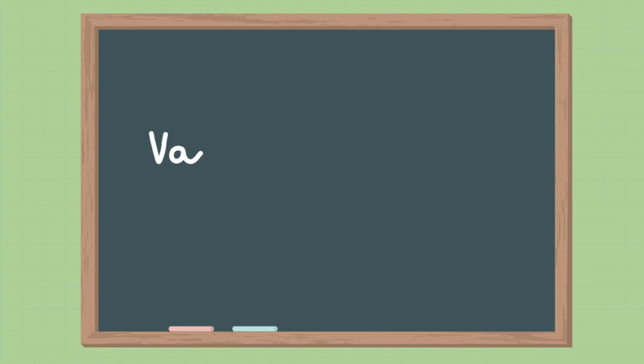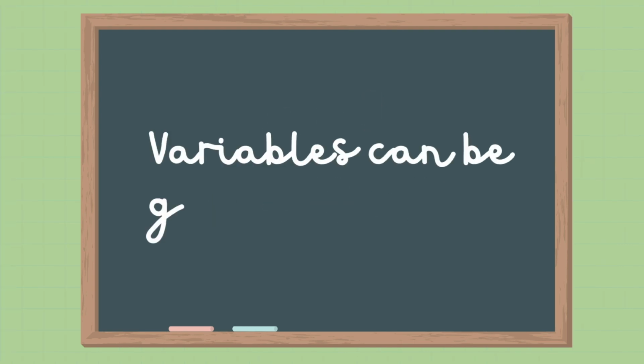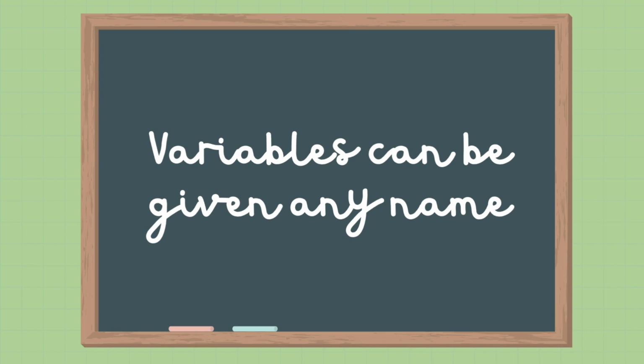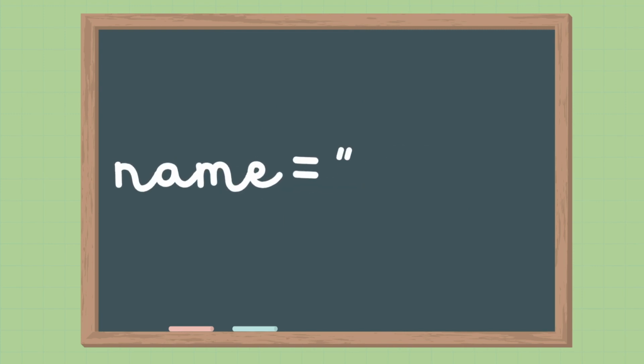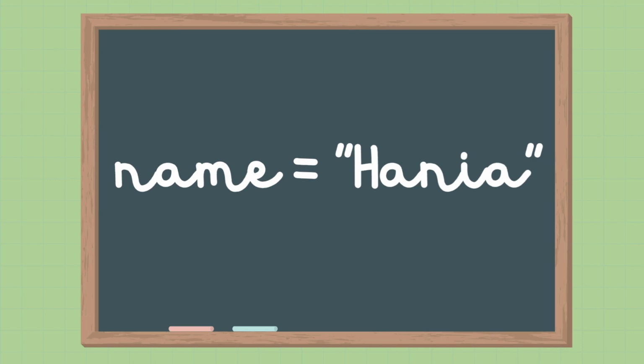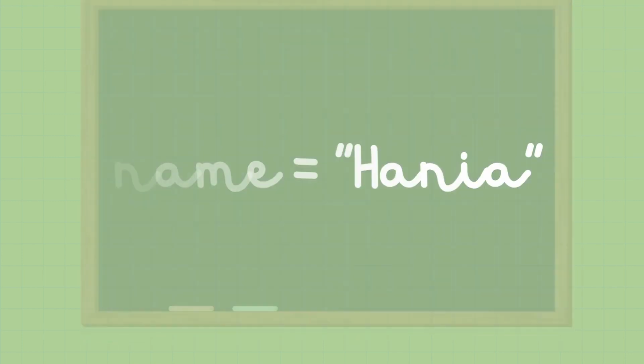Unlike in math, in programming, variables can be named anything you want, as long as you follow certain rules. This gives you flexibility and makes your code more readable. For example, you can use a name like age to represent a person's age and assign it a value like 23. Programming also allows us to store more than just numbers in a variable. For example, we can assign the value Hanya to a variable called name. With variables, we have the flexibility to store different types of information.